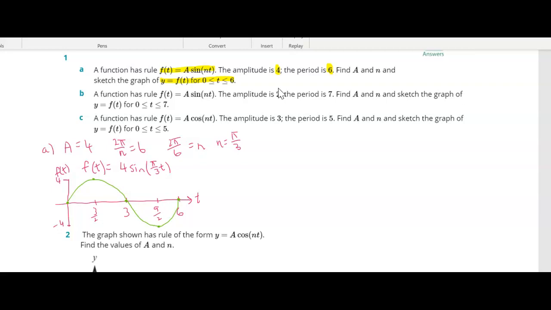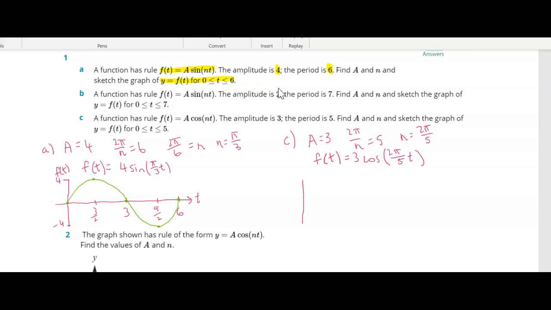All right, I'm going to skip B and do C. So we've got an example of a cosine graph as well. Okay, so we've got amplitude is 3, so A is equal to 3. Your period is 5, so 2 pi on n is equal to 5. So n is equal to 2 pi on 5. So your function is f(t) equals 3 cos 2 pi on 5t.